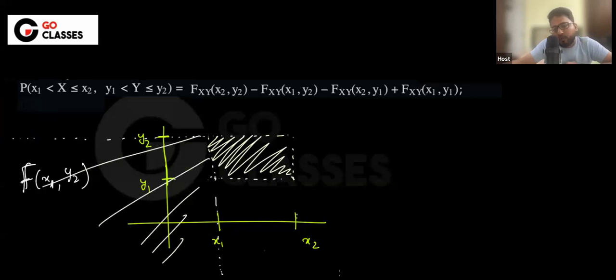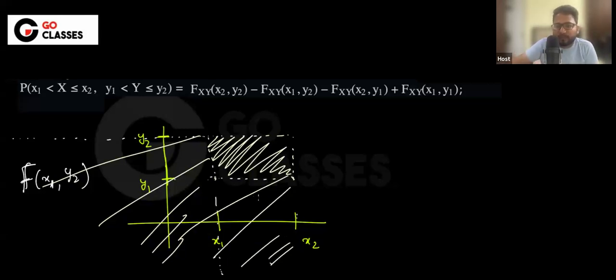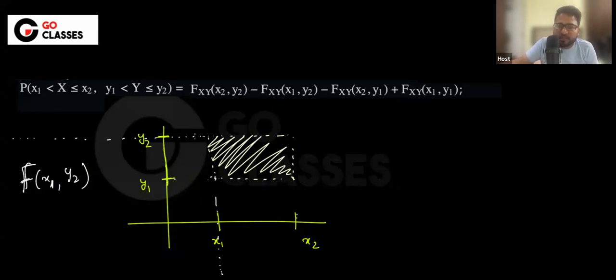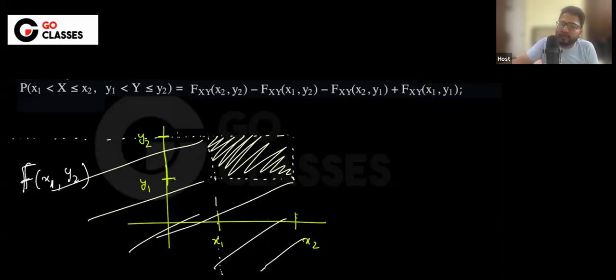So what I can do is x2, y2, and then subtract x1, y2. See here, this is the whole region which is x1, y2. This is the whole region which is x2, y2. If I do x2, y2 and subtract x1, y2, then I will get this particular region: x from x1 to x2, and y from minus infinity to y2. But we are not interested in minus infinity.